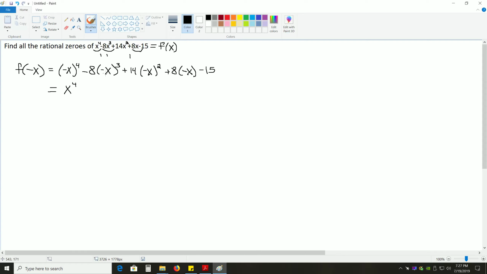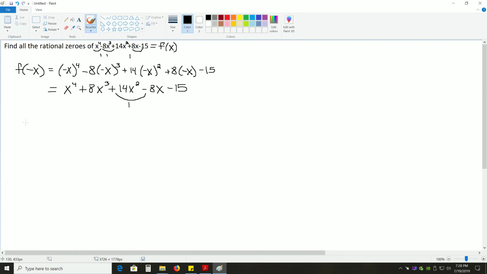Here we have negative x to the third power. That means there's 4 negatives. So again, that's positive 8x to the third. Just a quick note, this became positive because when we have an even number of negatives, 4 of them, that's what we're doing for all of these. Again, here, negative x squared means that there are 2 negatives, it's positive again, so plus 14x squared. Then from here we have minus 8x, and then again we have minus 15. So counting the sign changes here, we have 1 sign change from this 14 to negative 8, and that's it.